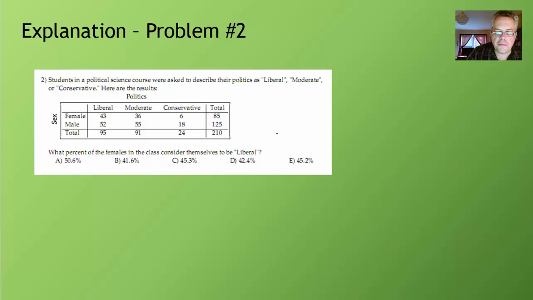So females are the first row, and I like this table because it has the totals. So we're only focusing on the first row for this problem. And the total number of females was 85. And the number of liberal females was 43. If you do 43 divided by 85, convert it to a percent, you should have got A, 50.6%.